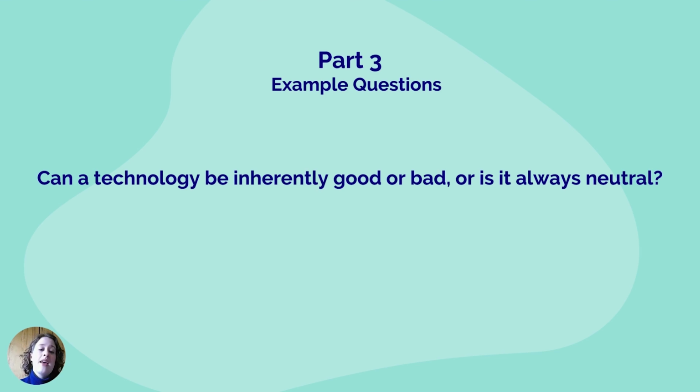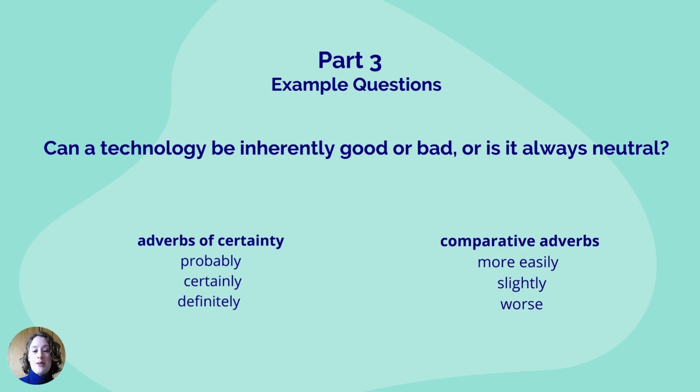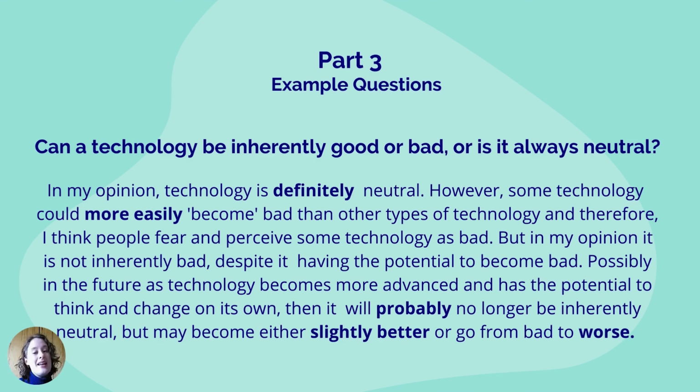Can a technology be inherently good or bad, or is it always neutral? So, what kind of grammar structures can we use in our answer? Remember, the question is, can a technology be inherently good or bad, or is it always neutral? When I read that question, some grammar structures come to mind. For example, adverbs of certainty and comparative adverbs. Here's a model answer with some of those suggested grammar points highlighted.